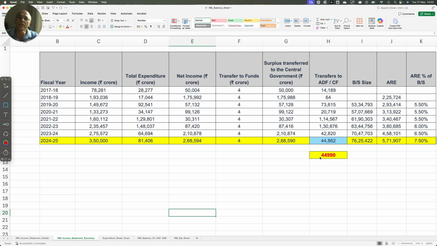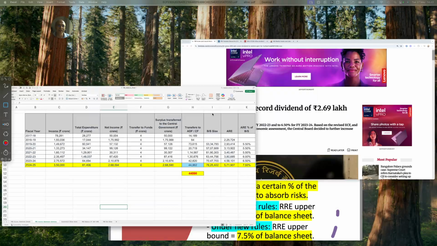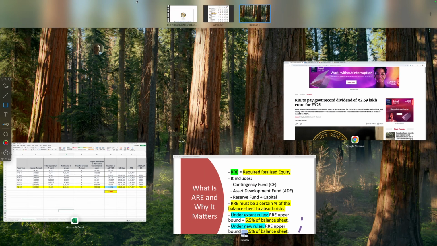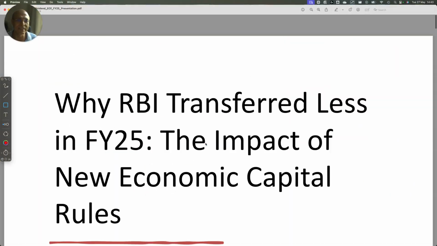Now, friends, since this transfer amount is pretty important as regards our budget, it is important to also understand the rules which govern them. Because if we understand the rules which govern them, then we will be able to understand how RBI performs and what kind of constraint under which it works to make this transfer, right? So therefore, friends, what I have done is I have created a slide deck. So this is the slide deck I have created.